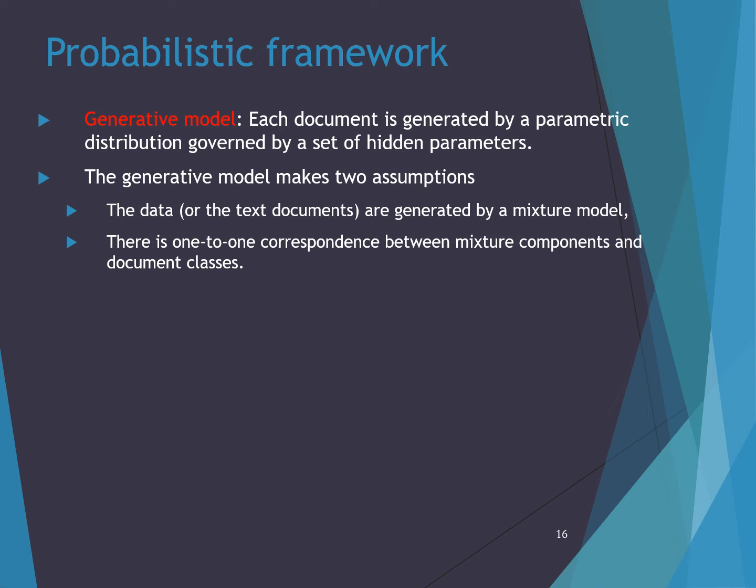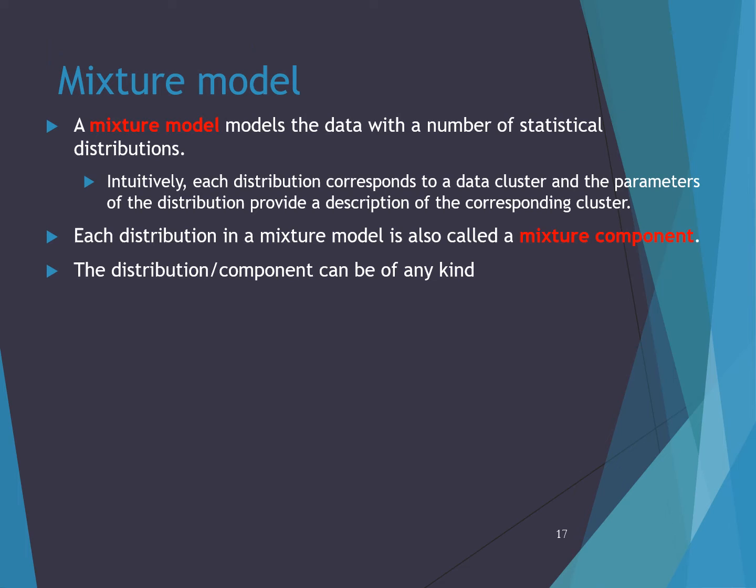The probabilistic framework, where there is a generative model in which each document is generated by a parametric distribution governed by a set of hidden parameters. The generative model makes two assumptions: the data are generated by a mixture model, and there is a one-to-one correspondence between mixture components and document classes.